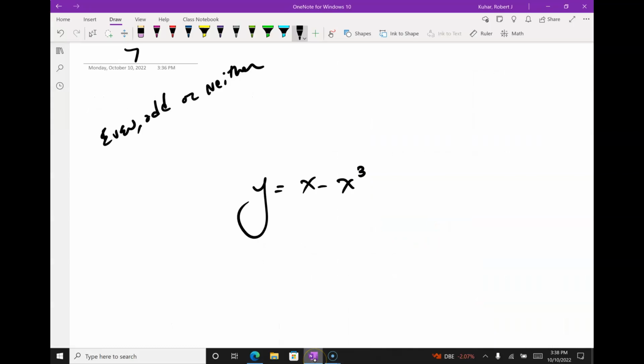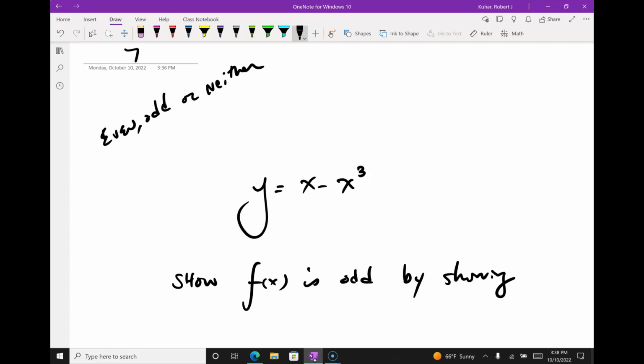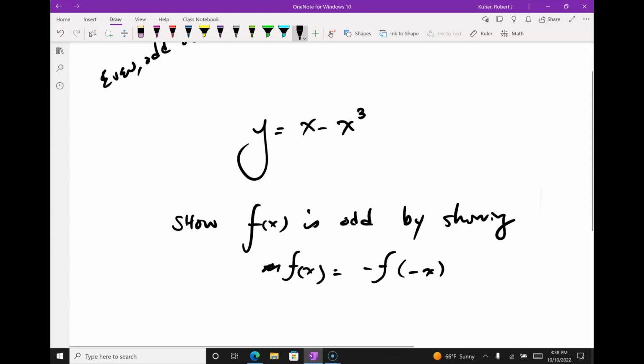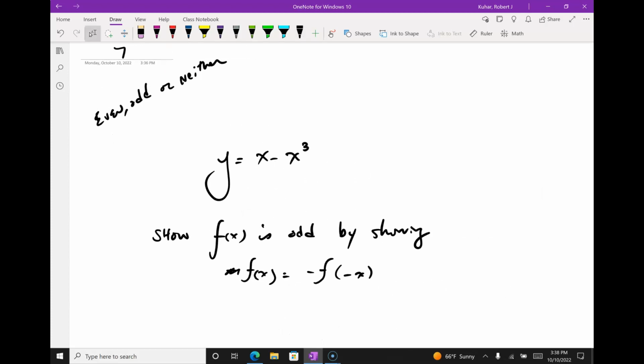Algebraically, how do we show it? Show f of x is odd by showing that f of x equals the opposite of f of negative x. That's our process. We haven't done this in a while, so I figured you would have forgotten it.